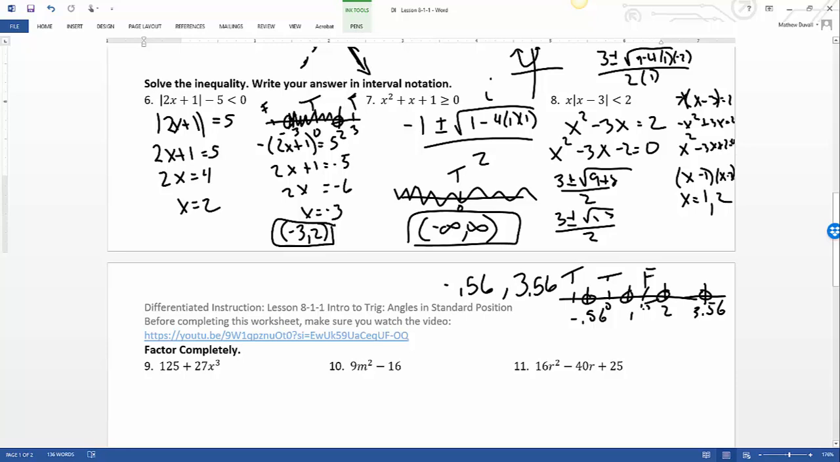And then I have between 2 and 3.56, so I'm going to say 3. So 3 times 0, 3 times 0 is 0, 0 less than 2, that's going to be true. And then 4 times 1, that's not less than 0, so that's false. So this is my answer, this is my answer, and this is my answer. And so that's going to be negative infinity to negative 0.56, union negative 0.56 to 1, union from 2 to 3.56.